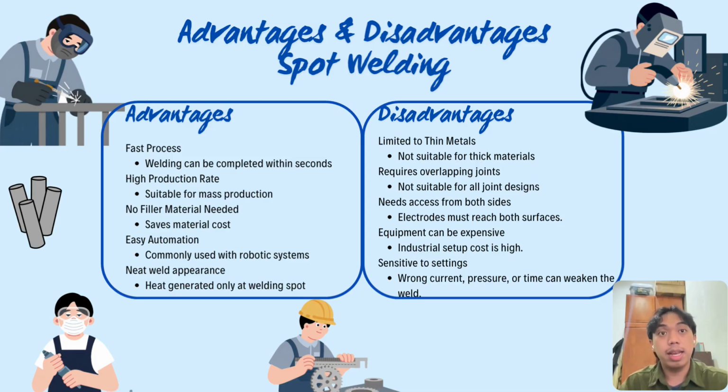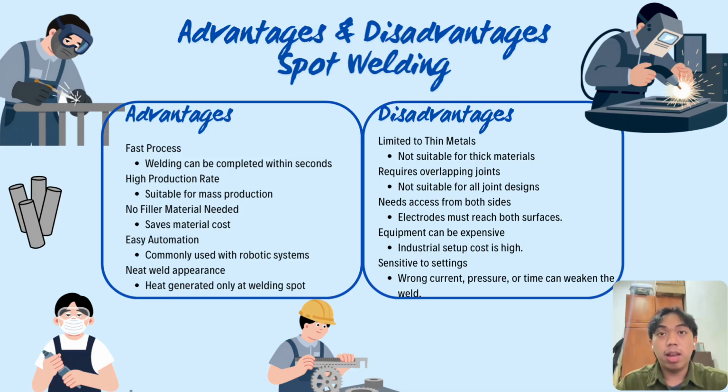One disadvantage is that it is mostly suitable for thin sheet metals. It's not the best choice for very thick metals. And another disadvantage is that materials usually need to overlap. This means spot welding is not suitable for some joint designs, especially if metals need to be joined edge to edge. And spot welding also usually needs access from both sides of the material, meaning this can be a problem if the product shape makes it difficult for the welding machine to reach both sides.